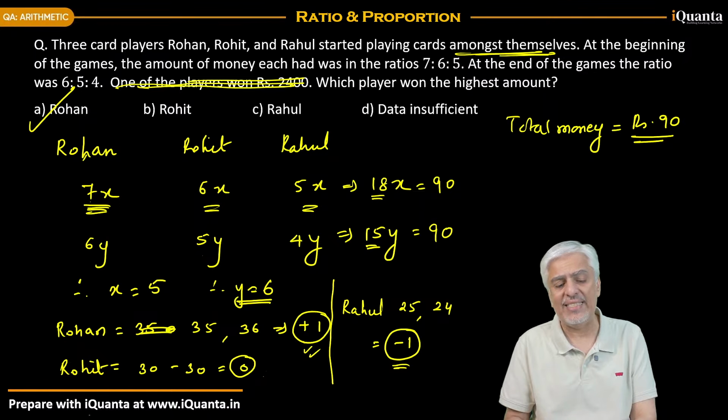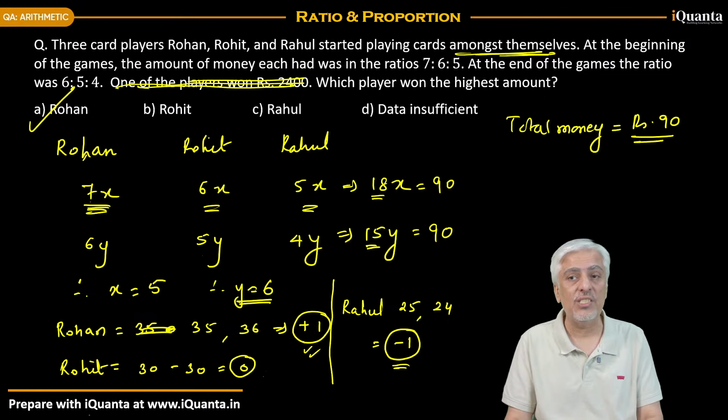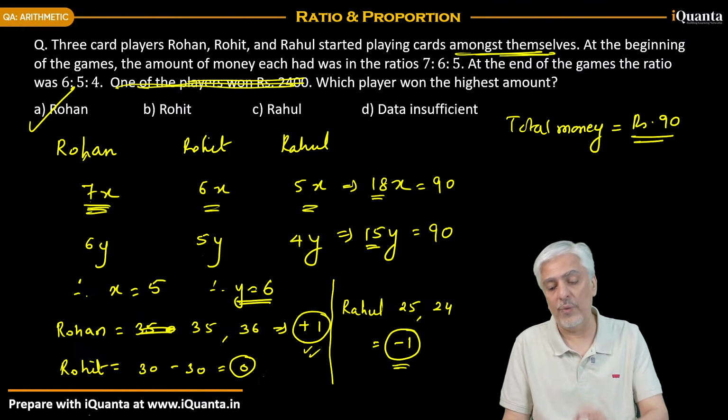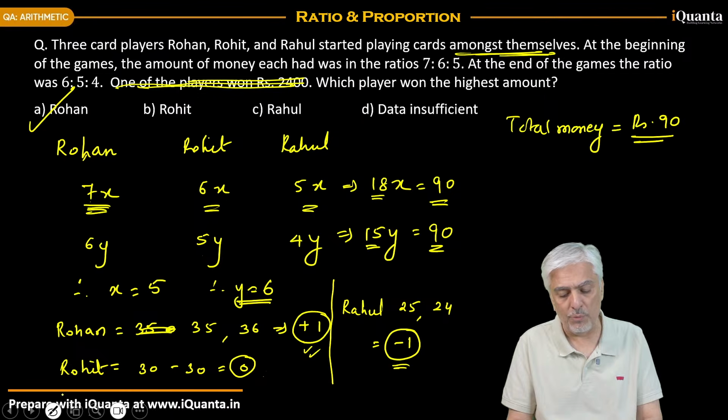Why do I always take LCM? So that I don't get fractions. I can take the total money anything. I can take 100, 200, 1000. But if I take such numbers, I will get fractions. And hence, I always prefer taking the total money as a LCM over here. And because of that, I got whole numbers. Yeah. Explaining the whole question one more time.